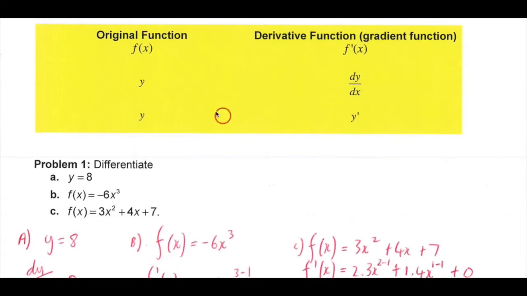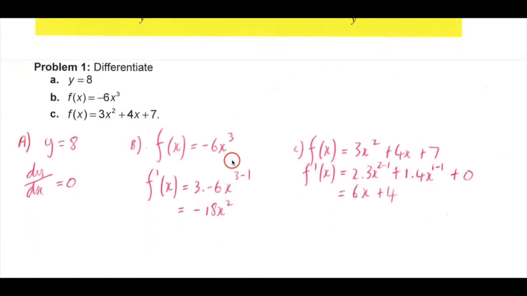Often we write the original function and derivative in different formats. So here we can see f of x, and then the derivative of that is f prime of x. We can have y, and we can write its derivative as dy dx, and we can also have y, and we can write its derivative as y prime. Let's take a look at some examples.